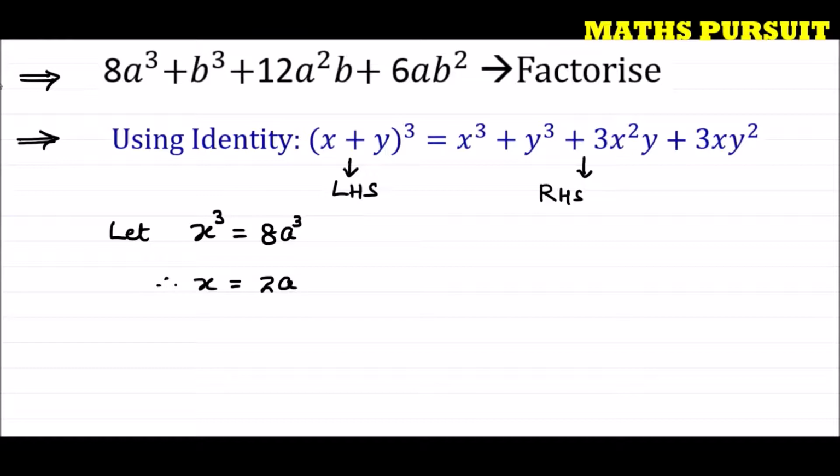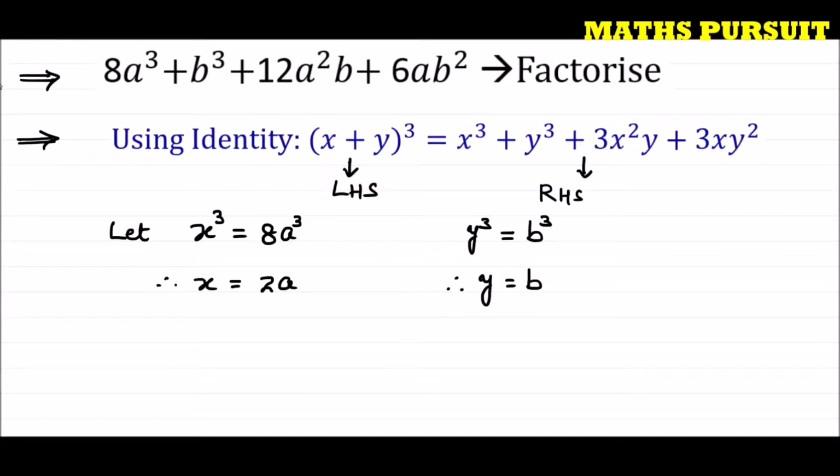Similarly, let y cube be equal to b cube. Therefore y is equal to b. Guys, we are just taking out the cube root so that we get the answers like this. X cube is equal to 8a cube, then x is equal to 2a. When y cube is equal to b cube, y is equal to b. Now keeping this in mind, let us move ahead.